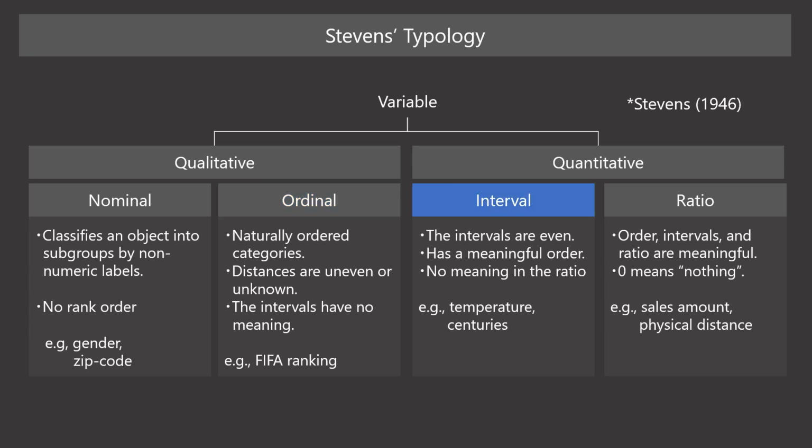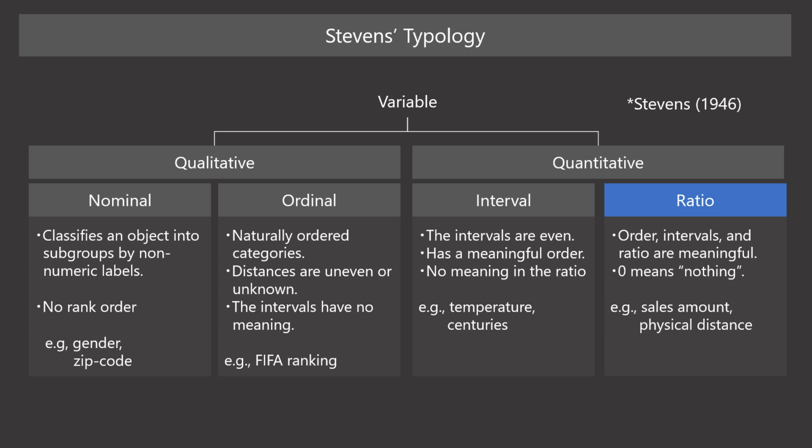Interval data is a numeric data with a meaningful order, and the intervals between values are even. The temperature is an example of interval data. As for temperature, the intervals between each degree is even. That is, the difference between 8 degrees and 5 degrees and the difference between 5 and 2 degrees are the same, 3 degrees. But for interval data, the ratio between the values does not have meaning. As for temperature, we cannot say 8 degrees is 4 times higher than 2 degrees.